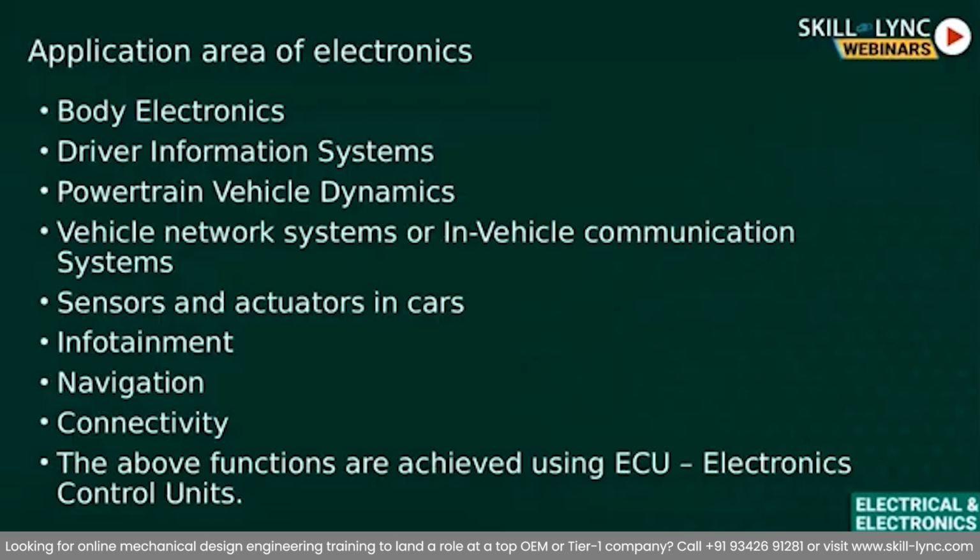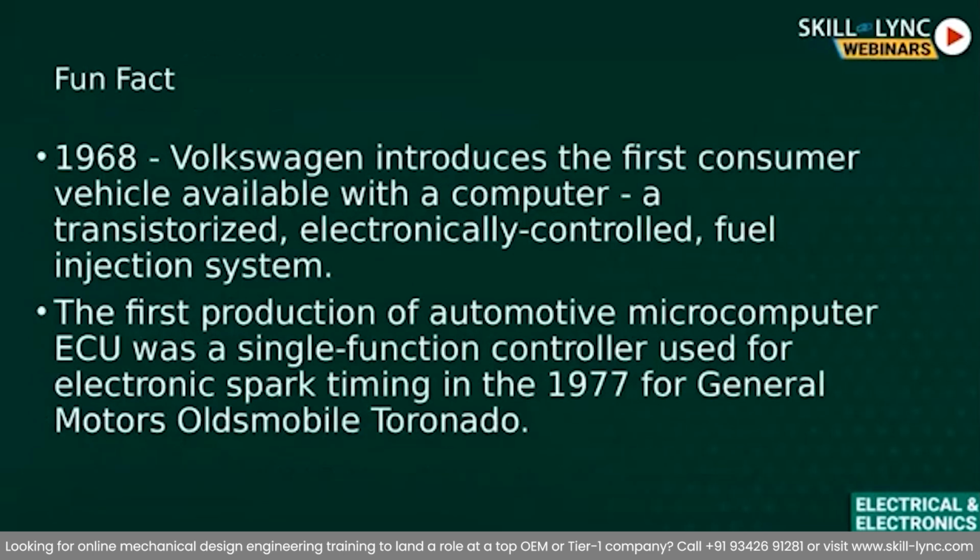Okay, so here the next slide is a fun fact. This is a very important fact. In 1968, Volkswagen introduced the first consumer vehicle available with a computer. It was a transistorized, electronically controlled fuel injection system. The first production of automotive microcomputer ECU was a single function controller used for electronic spark timing in 1977 for General Motors Oldsmobile Tornado.